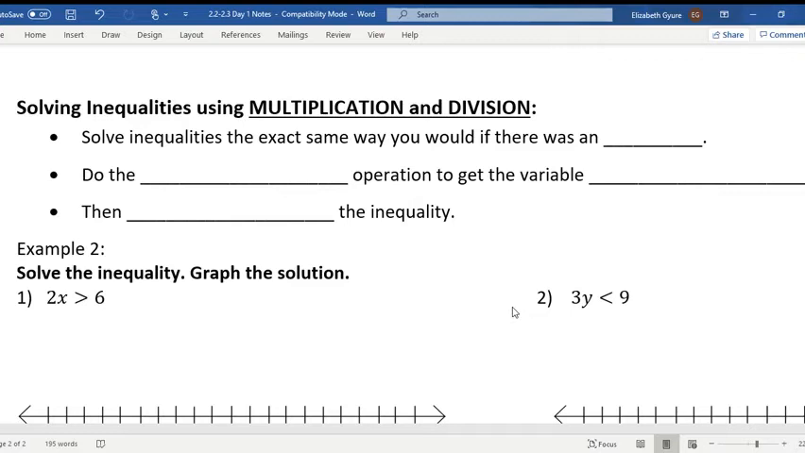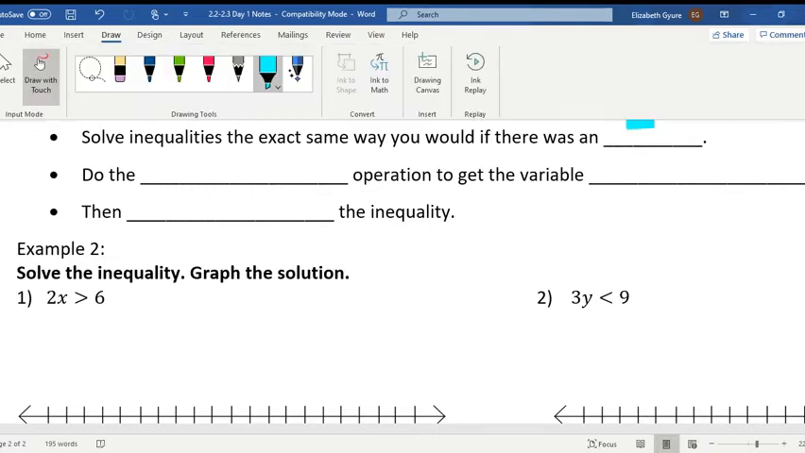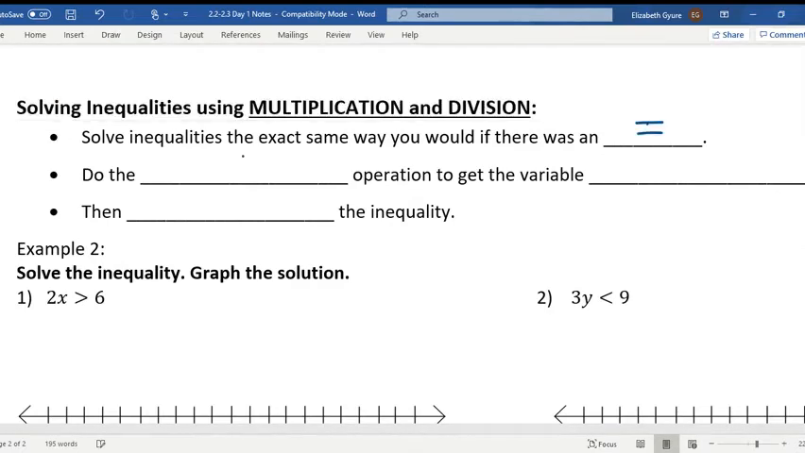Okay. So solving inequalities using multiplication and division. Same process is going to happen. Solve inequalities the exact same way you would if there was an equal sign. Okay, so same process. Do your opposite operations. So do the opposite operation to get the variable by itself. Then we're still going to graph our inequality.